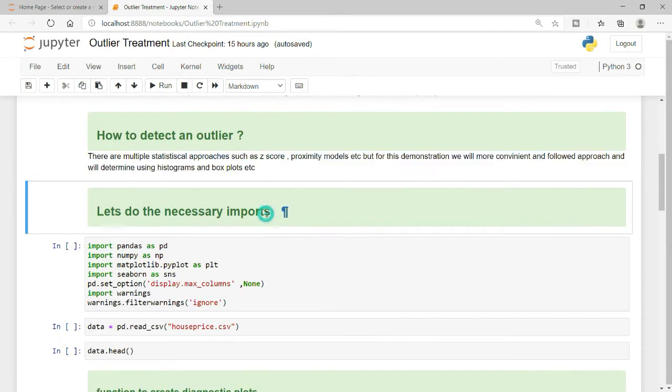Now as I discussed, without going into very fancy terms, we will simply do analysis of our data, and we'll try to find out what is an outlier and how we can treat them.